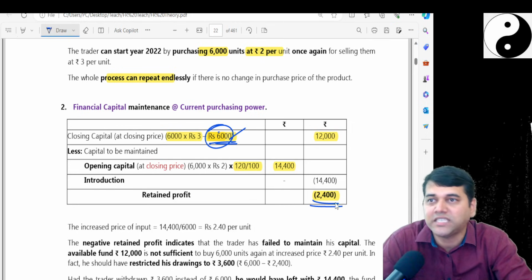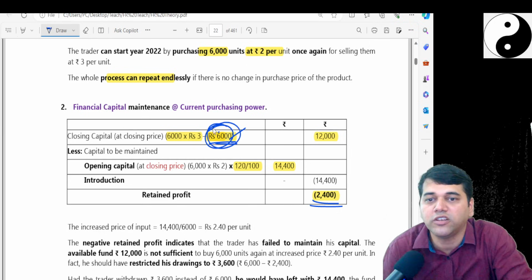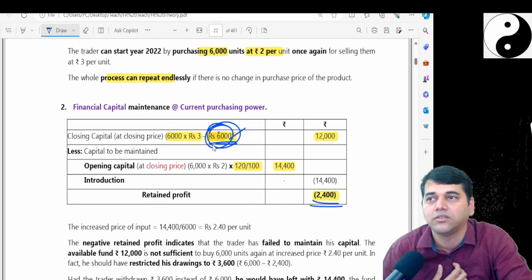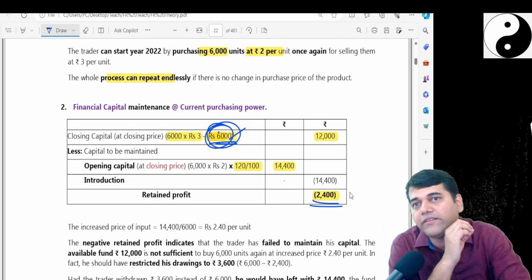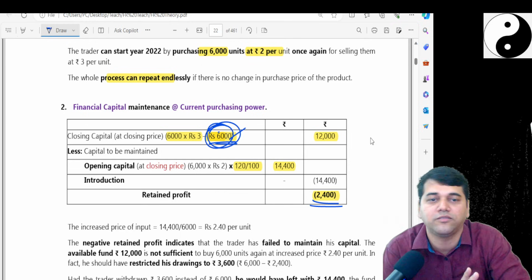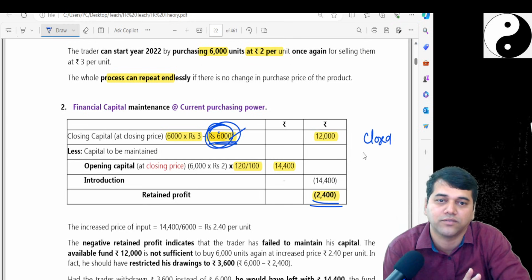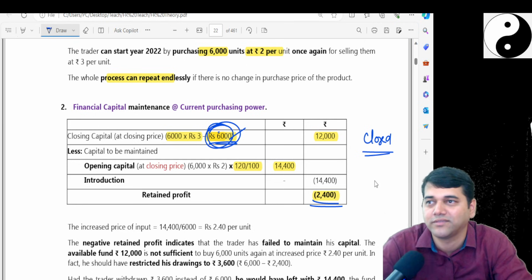Next year I'll be able to buy less, but 6,000 is my monthly consumption. So what am I supposed to do? Cut down your cost? No. Otherwise, 4 to 5 years down the line, you see that this business is closed. Economics.